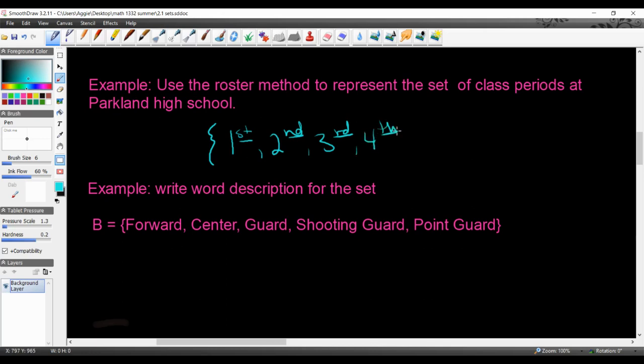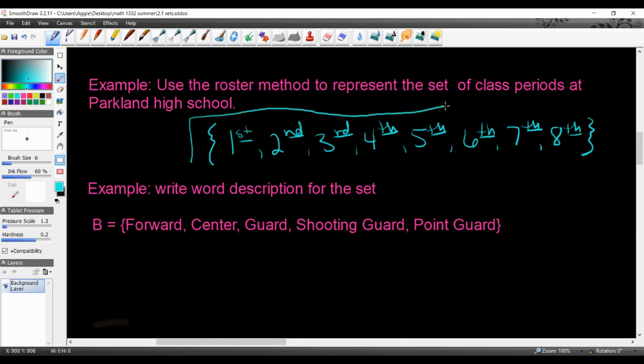fourth, fifth, sixth, seventh, and eighth period. So this is your standard schedule. I know some of you have a zero or ninth period, but we're assuming the general population, okay? And that would be it. That would be your answer for this one.